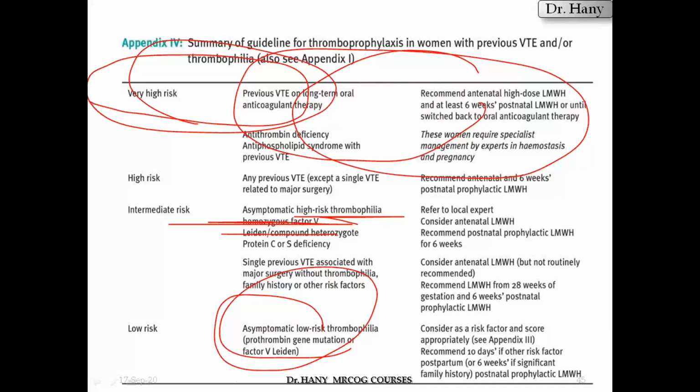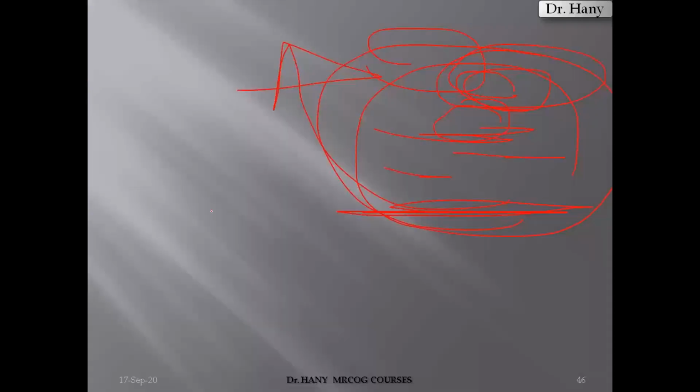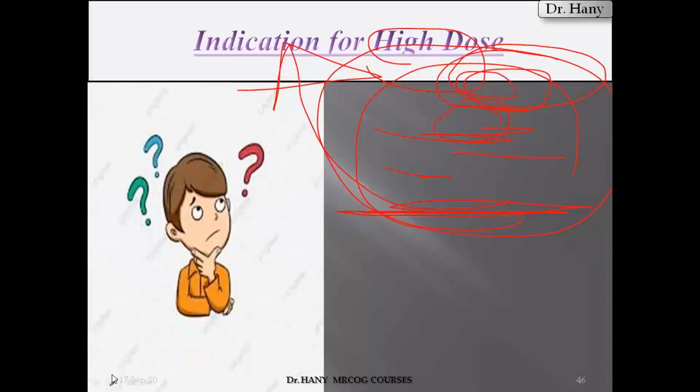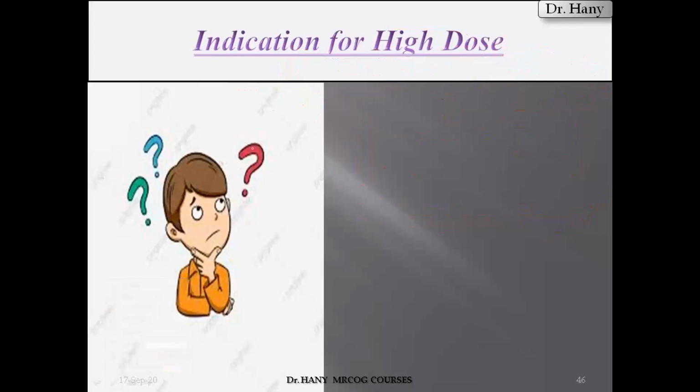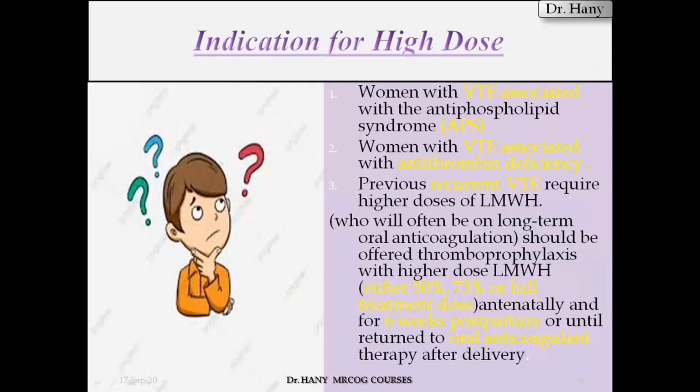Okay? Yeah. So the second thing I wanted to ask is, is high dose given only in the antenatal period, or even in the 6 weeks later, which we give in postnatal, will that also be high dose? Let's read here. It will be 6 weeks postnatal or until return to the anticoagulant.